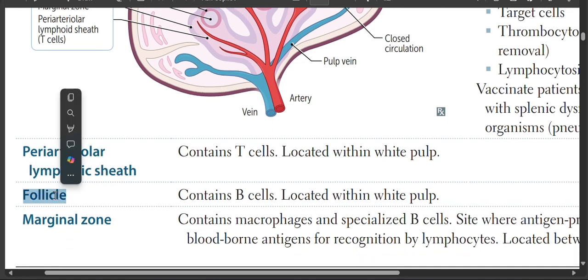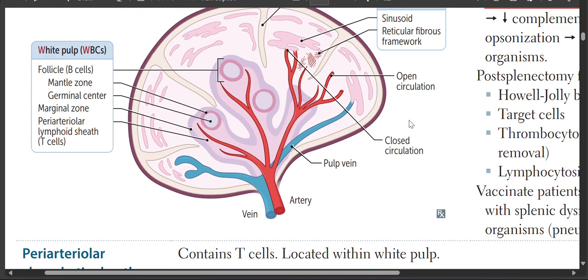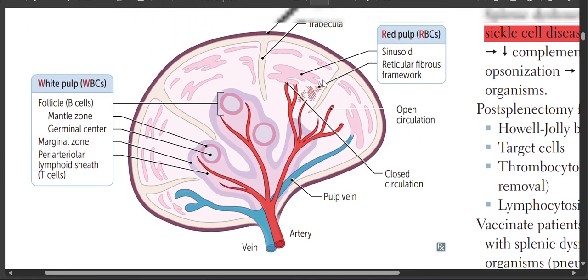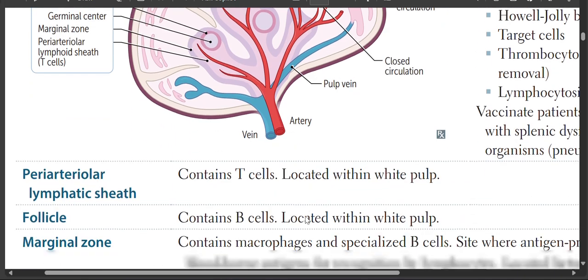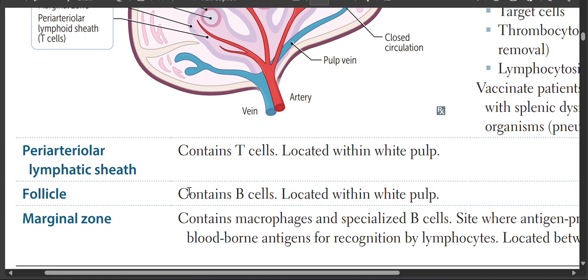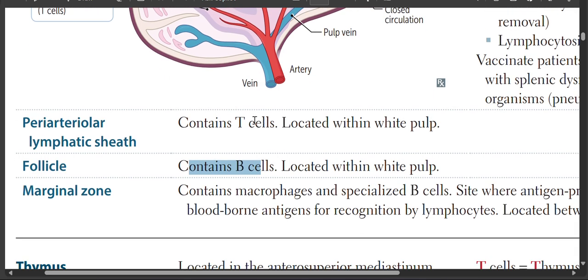Now next we have the follicle. We already talked about the follicle, that it contains B cells, and usually in the lymph nodes it was at the periphery. Here it isn't at the periphery, it's somewhere in the center, because the spleen doesn't really have a medullary region. Instead, it has a hilum where the arteries and veins enter. So the follicle again contains the B cells, but it's in the center for the spleen.